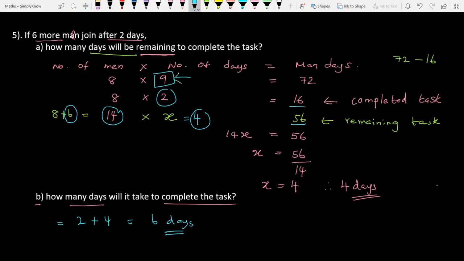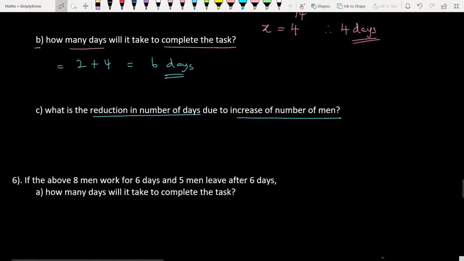So what is the reduction in number of days? Originally it takes 9 days. But in this case, 2 days and 4 days, 6 days. So the reduction in number of days is 9 days minus 6 days, 3 days. Due to the increase of number of men, the reduction in number of days is 3 days.